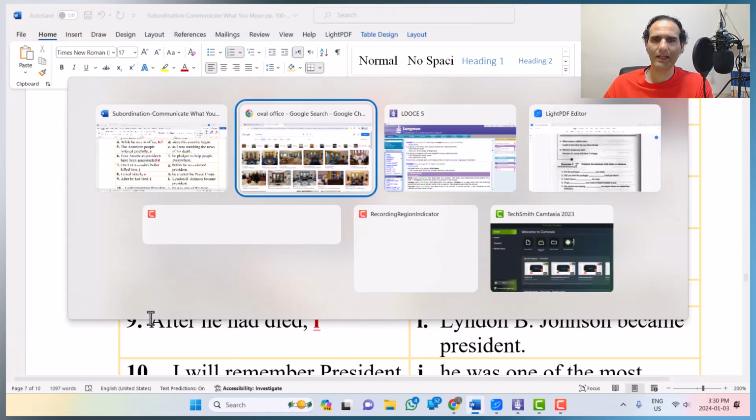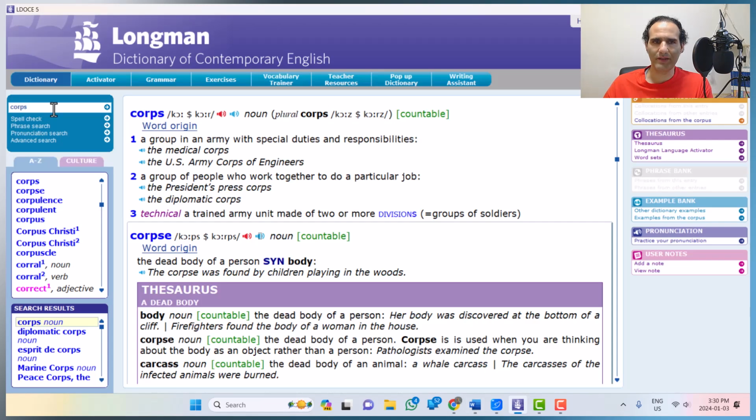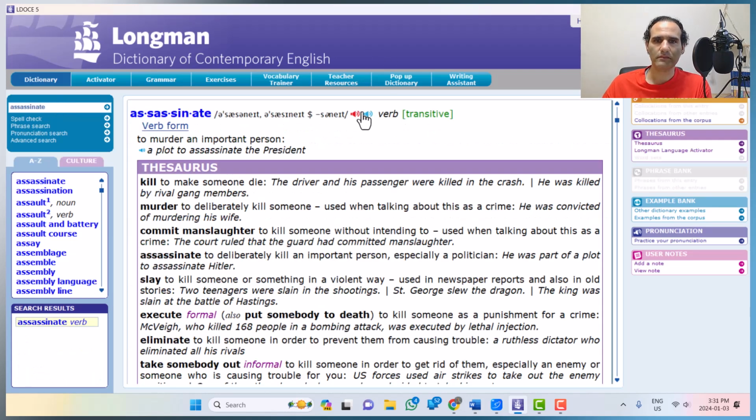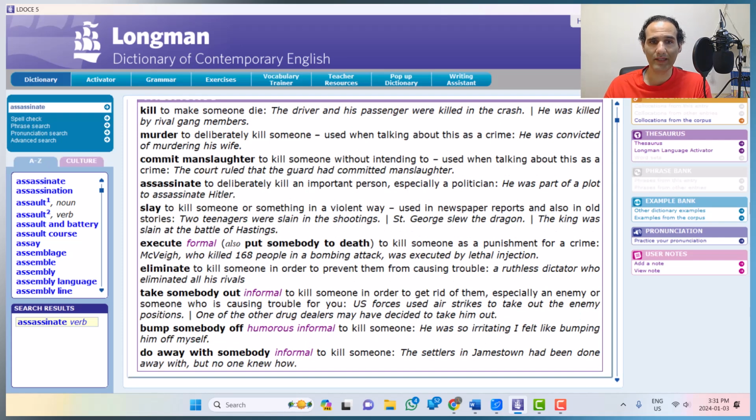Assassinate, killing someone famous, yeah? Assassinate, to murder an important person. A plot to assassinate the president. And these are the words under assassinate: kill, murder, commit, manslaughter, assassinate, slay, and all the other things that you can see.